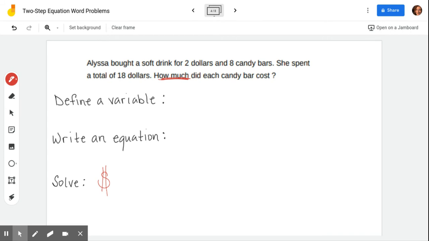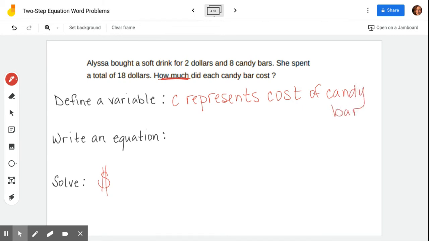I don't know for sure if it's dollars or if it's going to be just change. So I'm going to use C for cost. I'm going to say C represents the cost. And I do want to be a little more specific. I don't just want to say C represents the cost. I'm going to say C represents the cost of a candy bar.